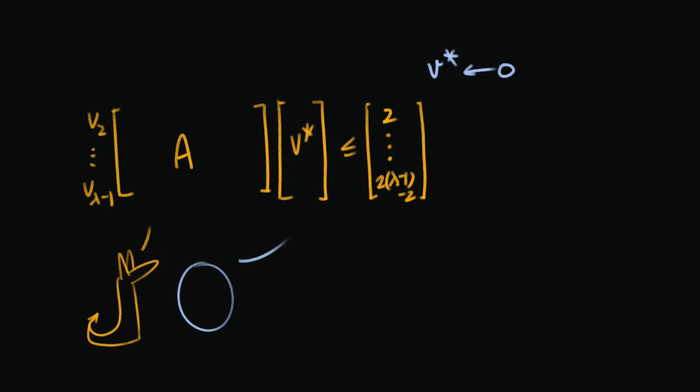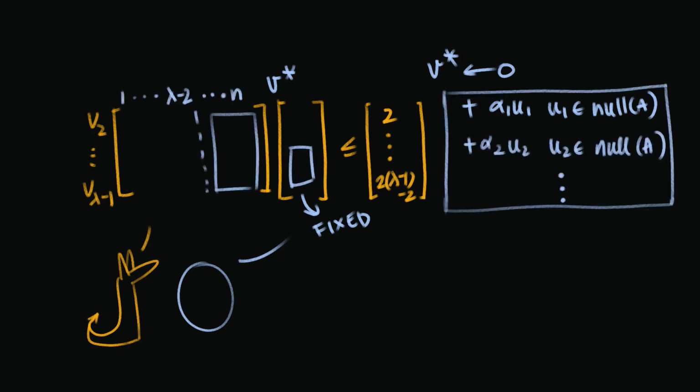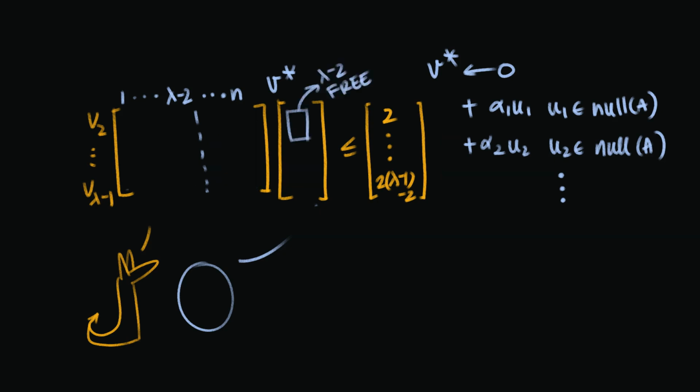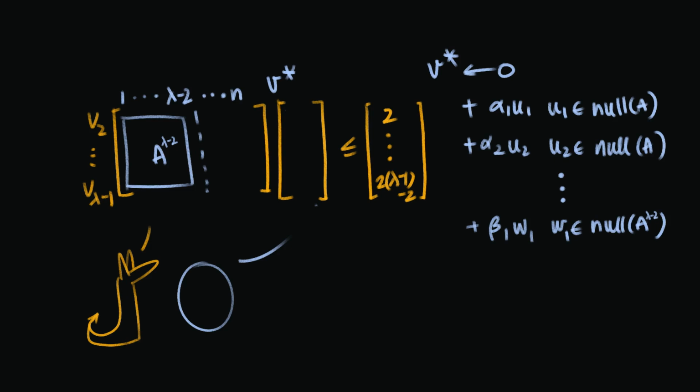We start at the origin. Move v star in the direction of the null space of A as far as possible until we hit a face of the cube. When this happens, we successfully fix some coordinate of v star. Since A has lambda minus 2 rows, we can fix all but lambda minus 2 coordinates in this way. For the remaining lambda minus 2 coordinates, we will apply the same argument iteratively on submatrices of A, consisting of all free coordinates and all but the last row.